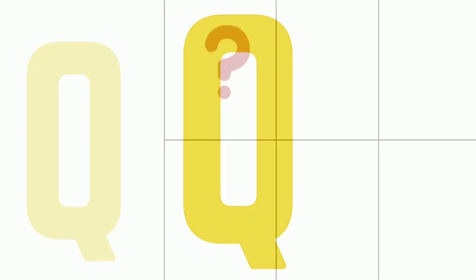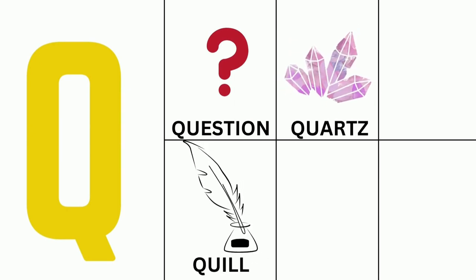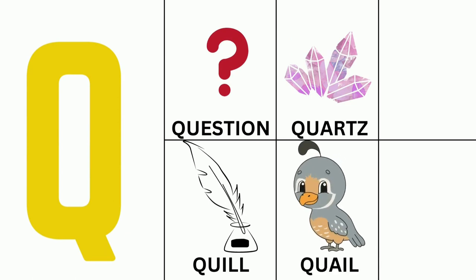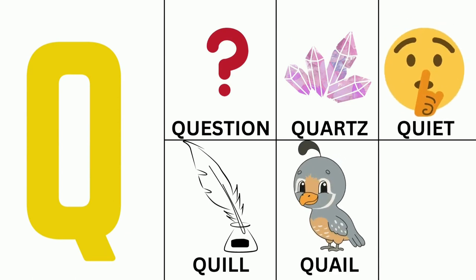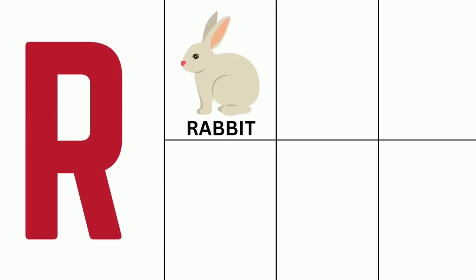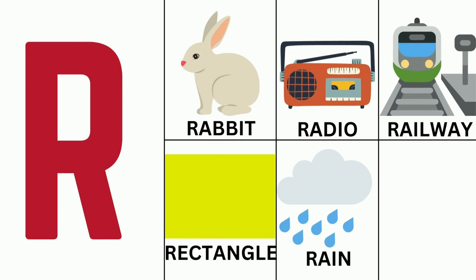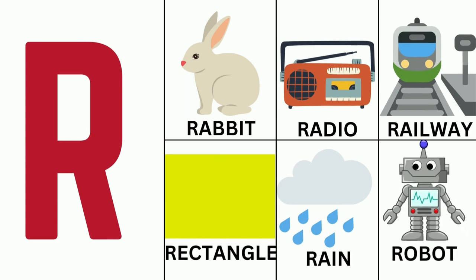Q. Let's learn the word starts with Q. Q for question. Q for quill. Q for quartz. Q for quiet. Q for Q. R. Let's learn the word starts with R. R for rabbit. R for rectangle. R for radio. R for rain. R for railway. R for robot.